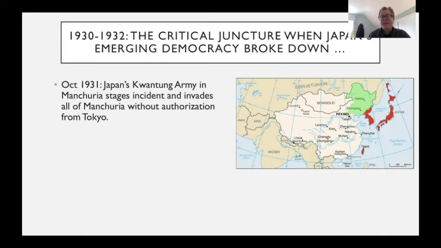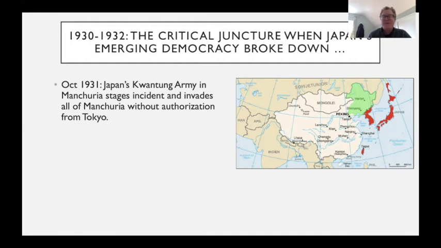The key event here happened in October later that year, when Japan's Kwantung Army, which had duties to maintain the security of Japan's rail assets in Manchuria. Manchuria was not yet a colony, but Japan had financial and economic interests there, and Japan had received permission to defend these interests.